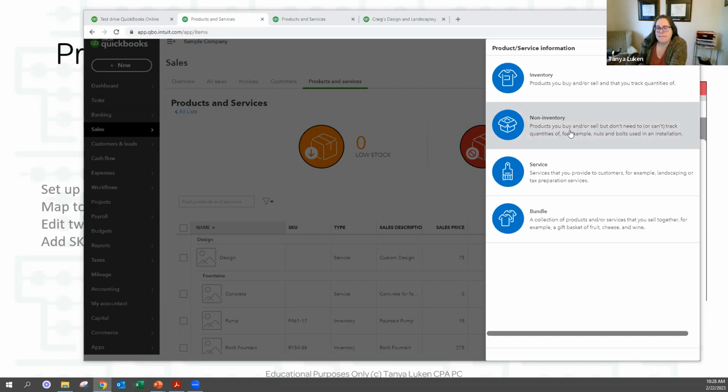So for those of you that are involved in any kind of food, if you have a coffee shop or a food truck or something like that, I would do non-inventory for your food products that you sell. And you could set them up just as baked goods, coffee kind of thing. Or you can be very specific about what you sell.